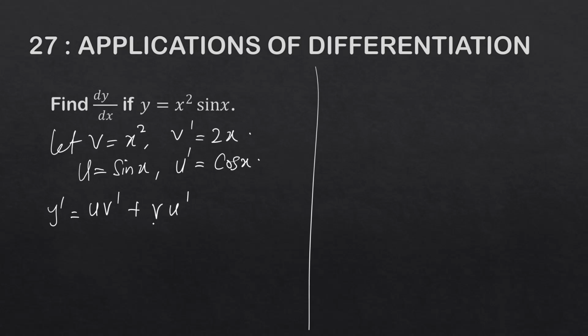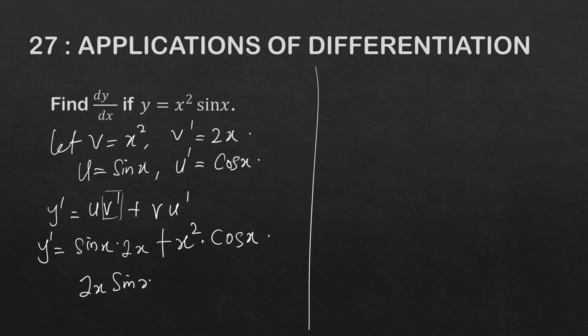Now that means y prime is going to be, what is u? U is sine x, multiplied by what is v prime? V prime is 2x, plus what is v? V is x squared. What is u prime? U prime is cos x. So this is going to be 2x sine x plus x squared cos x. So this is the answer for this number 27.